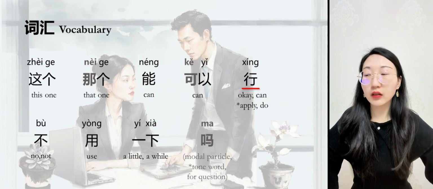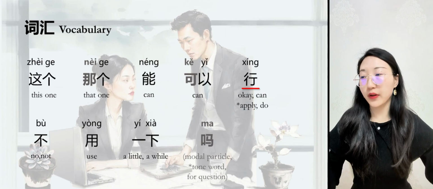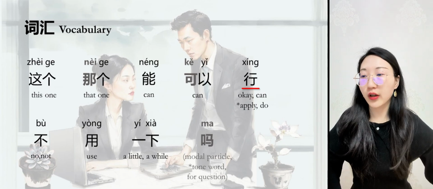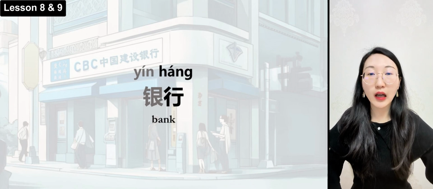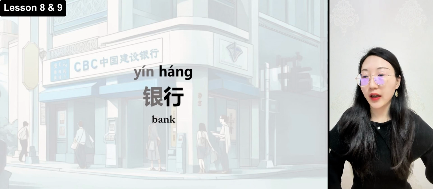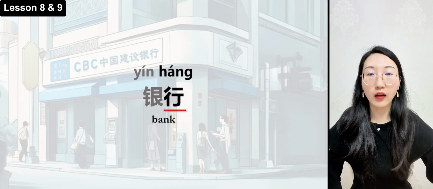Also, 行 is a polyphonic character, 多音字, which means it has multiple pronunciations. For example, we learned this word in class 8 and class 9: 银行, it means bank. And this word is made of two characters, 银 and 行.